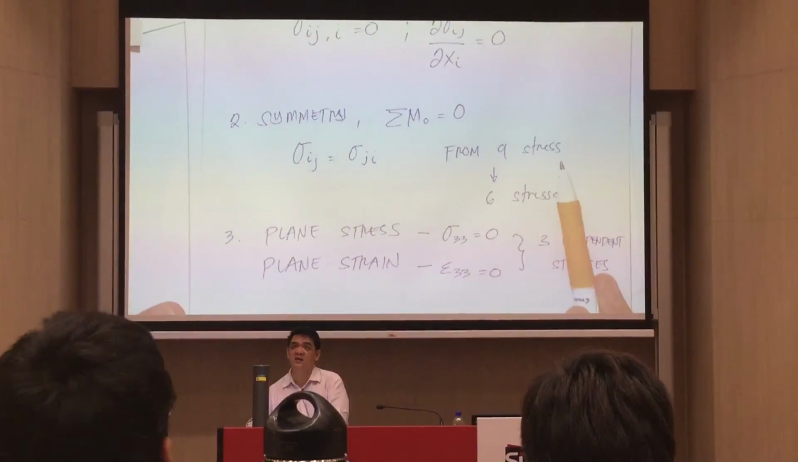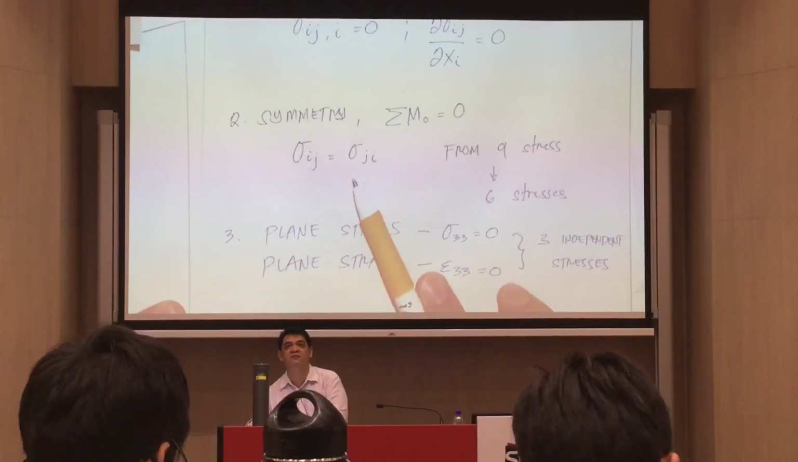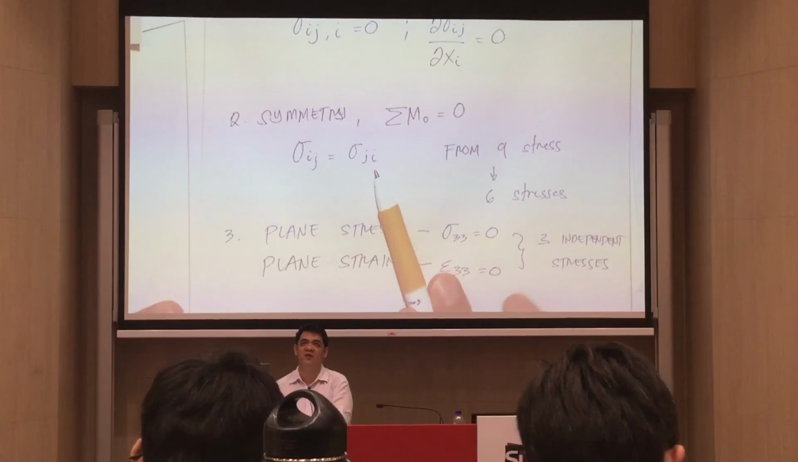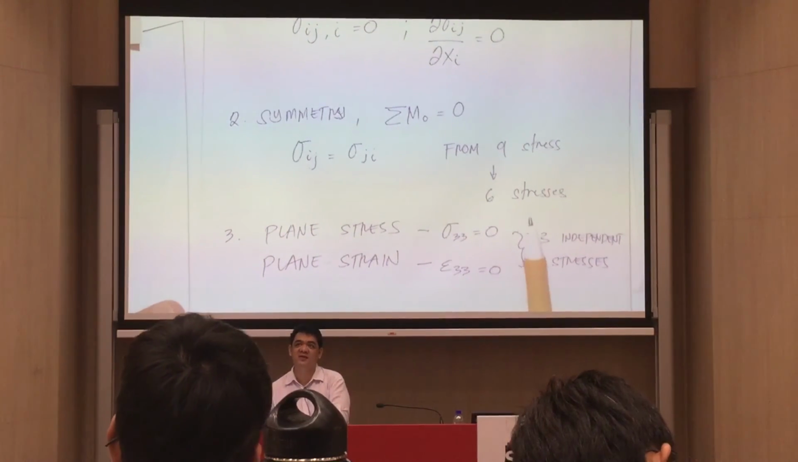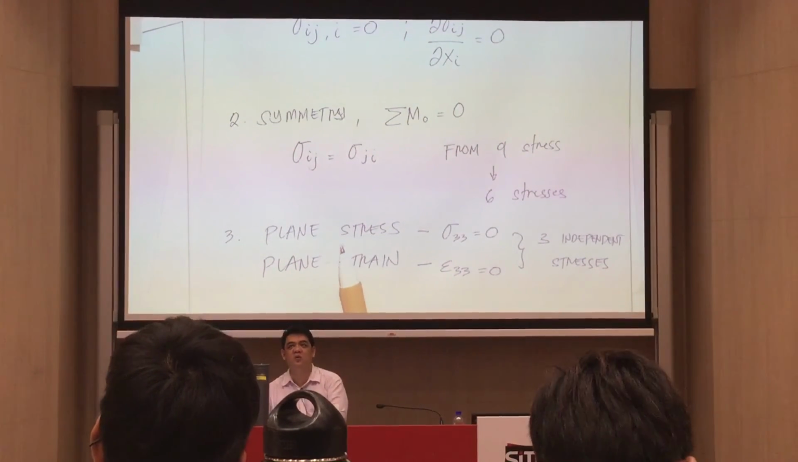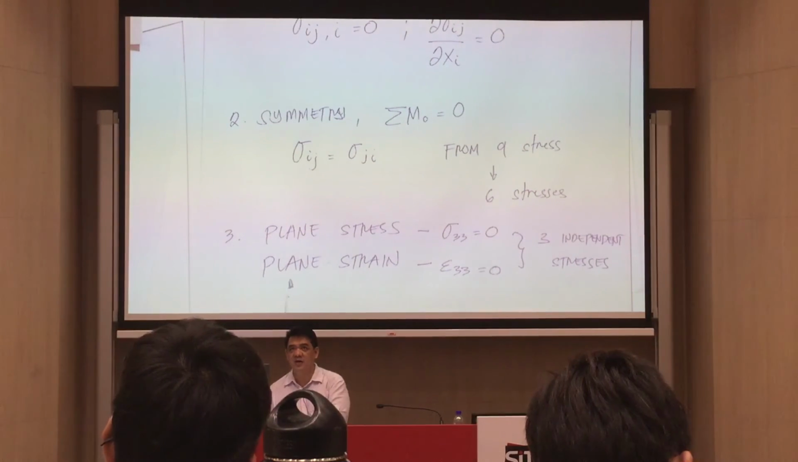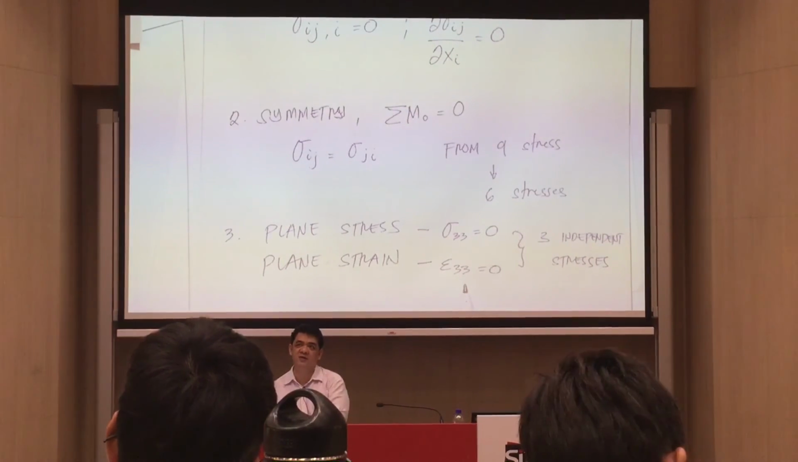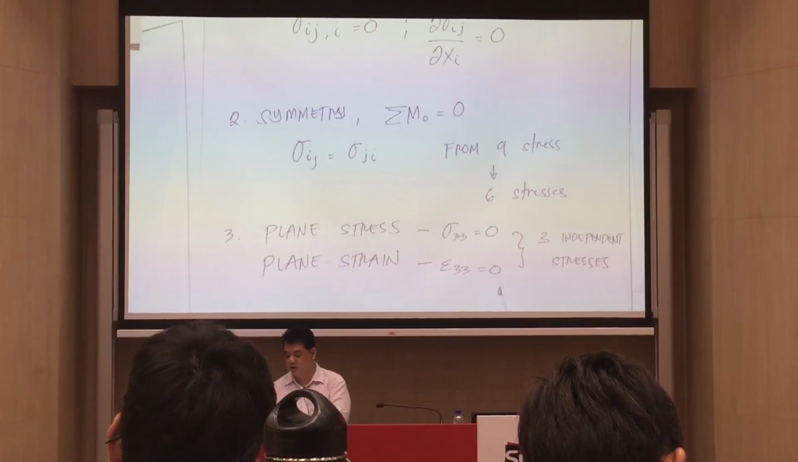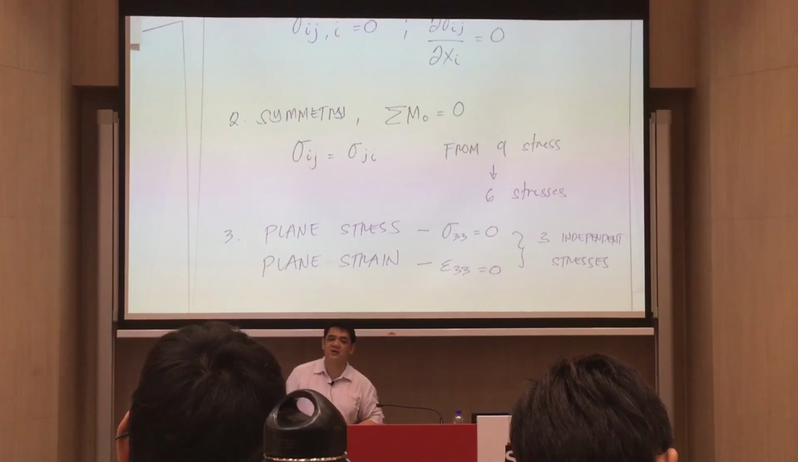So from 9 initially, it is reduced to 6 because of the principle of symmetry, which we were able to convince ourselves is true because we derived it from first principles. Now, to further simplify, we have plane stress where one side is much thinner than the other, so that the stress on that plane will be equal to 0. And also we have plane strain wherein one dimension is much bigger than the other two dimensions, so we have strain equal to 0. Again, this will be reduced to 3 independent stresses, which makes our analysis much easier.